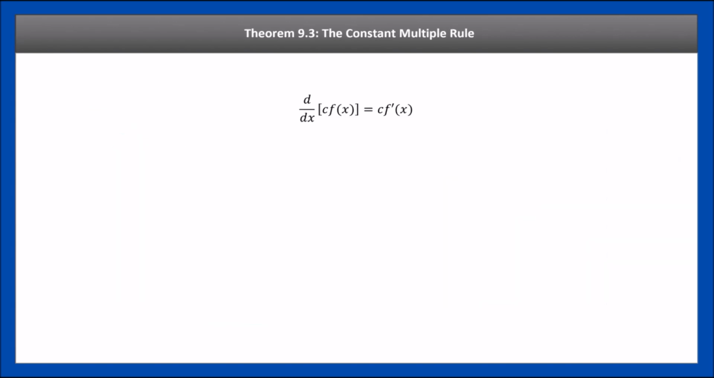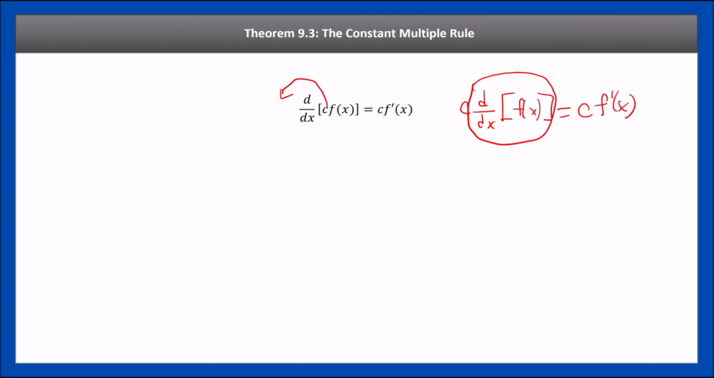All right, so let's look at another rule. So this is the constant multiple rule, okay? So this is theorem 9.3. So this says that if you have a function of x being multiplied by a constant, you can actually pull the constant out, right? And so this turns into c times the derivative with respect to x of f of x. But then this here is just the f prime of x, right? And so you get c times f prime of x.